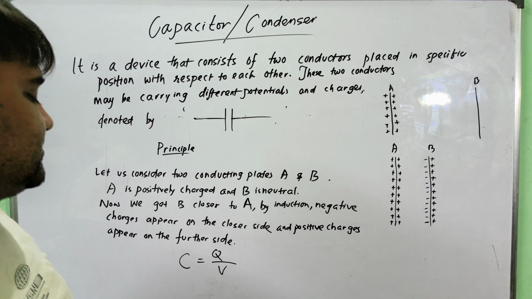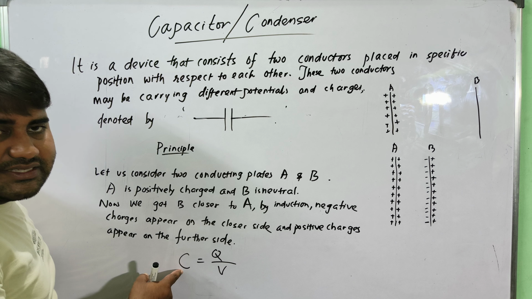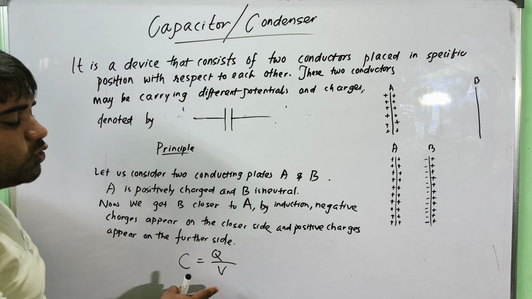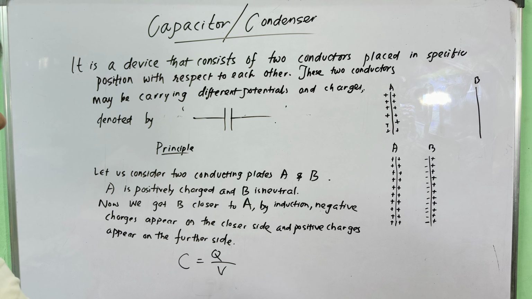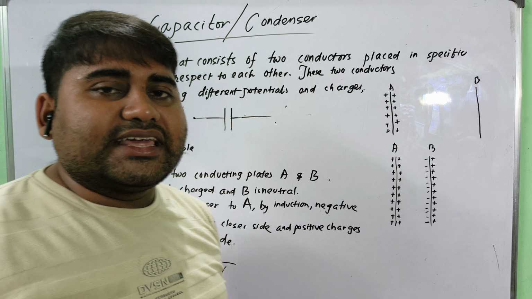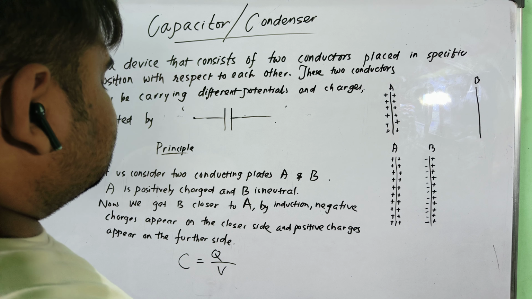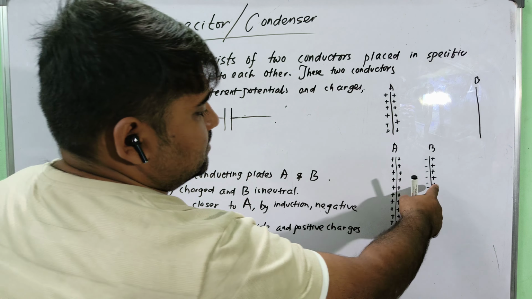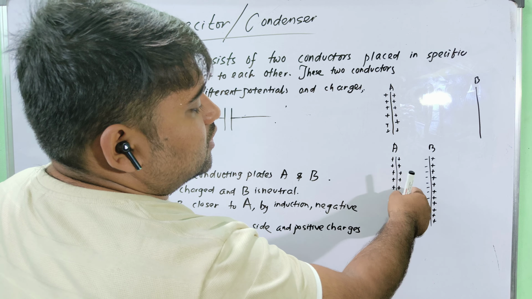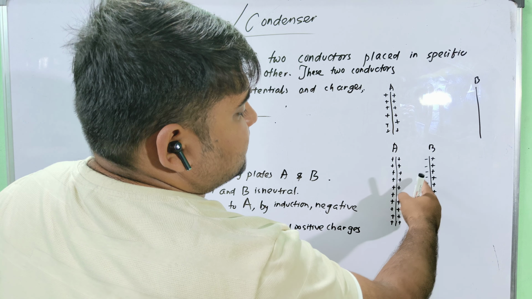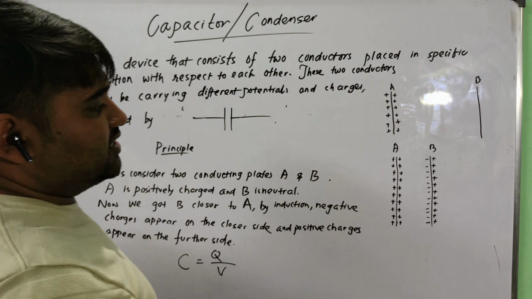So what is good for us? We need to decrease V as we are going to increase the capacitance of the system. So we should apply methods to decrease the potential of this system. The potential decreases even if positive charge is there, because the negative charge is closer to plate A as compared to the positively charged side.